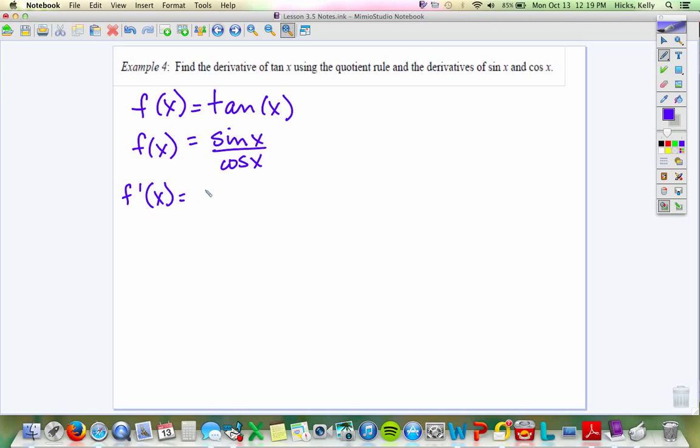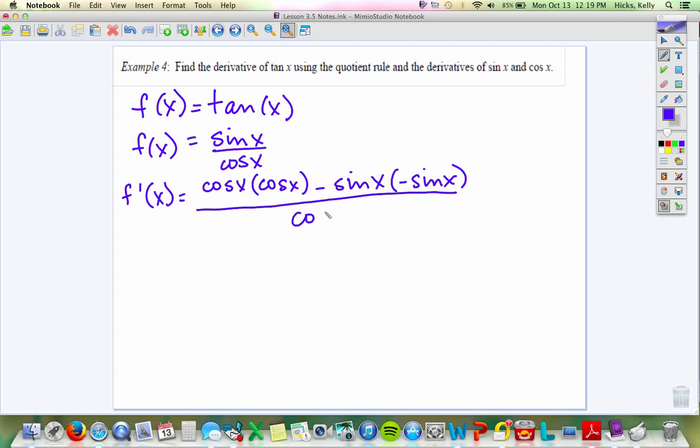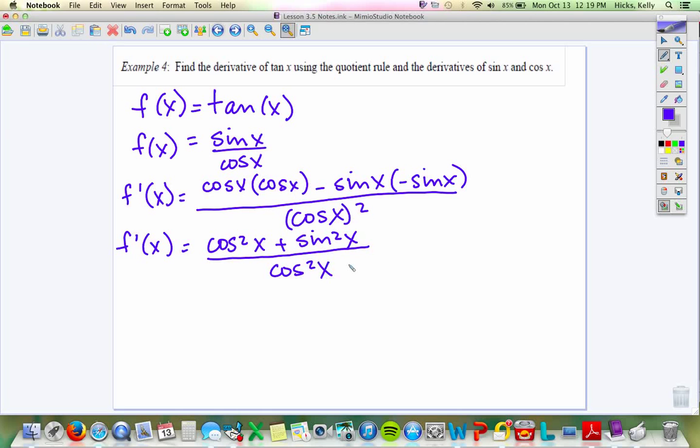All right, quotient rule, low d high minus high d low over low squared. Well, low is just cosine x times the derivative of sine x, which is cosine x, minus high d low over low squared. Okay, what does this give us? This gives us cosine squared x plus sine squared x over cosine squared x.